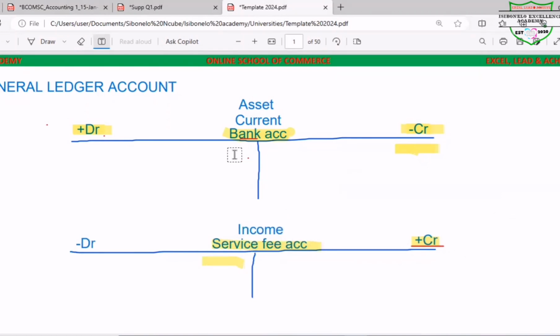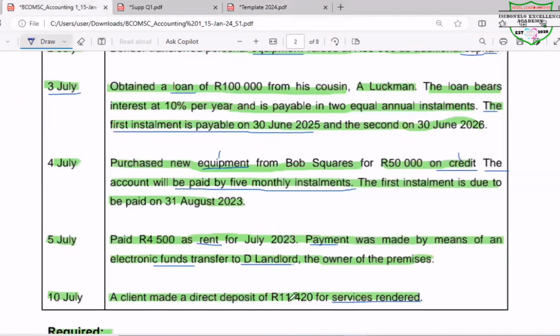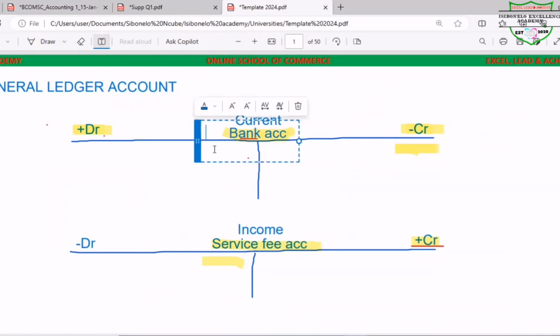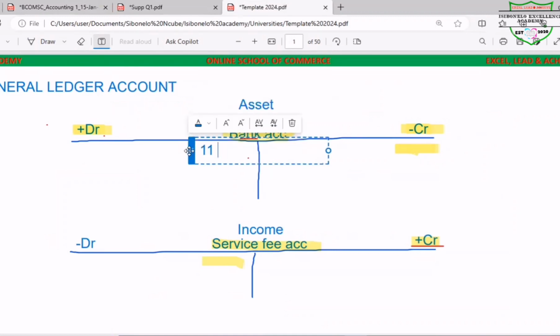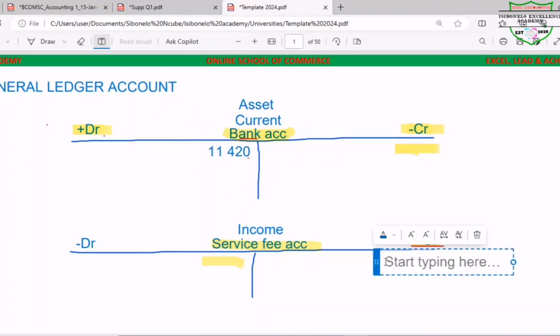So here we are receiving 11,420 from the client. So this was deposited by the client into the business bank account. So our bank balance will increase because we have received this amount, 11,420. So we're gonna debit 11,420, the amount received from the client. So if one account is debited, the other one must be credited, 11,420.